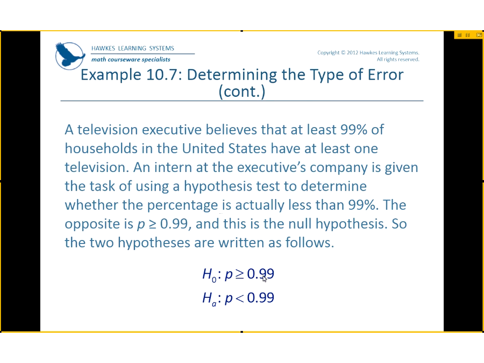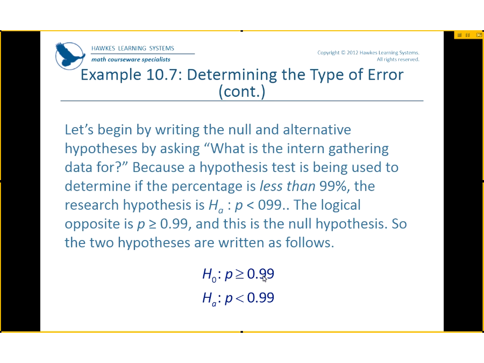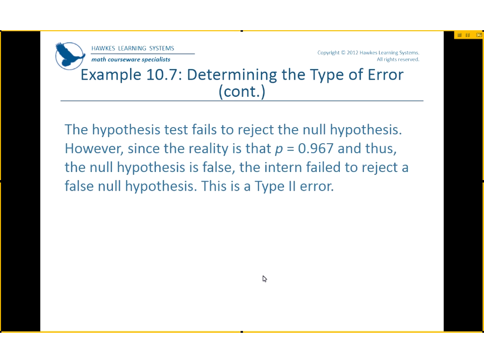Okay, first thing to do, write those hypotheses down. So you're asking, what is the intern gathering data for? Because the hypothesis test being used is to determine the percentage is less than 99. So your alternative is p is less than 0.99. The logical opposite is p is greater than or equal to 0.99, and that's the null. So we write them as such. Well, the hypothesis test fails to reject the null. Since in reality it is p equals 0.967, and thus the null hypothesis is false, the intern failed to reject the null hypothesis. That's a type 2 error.